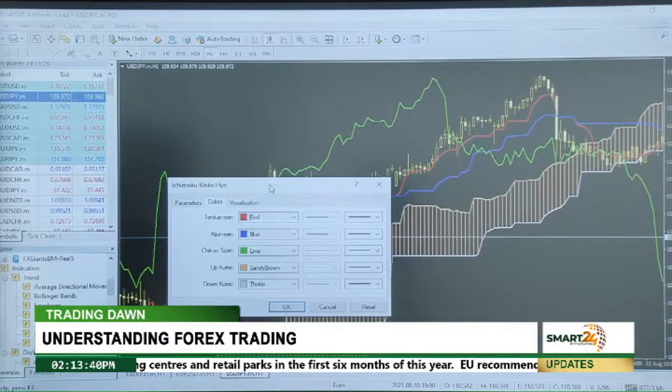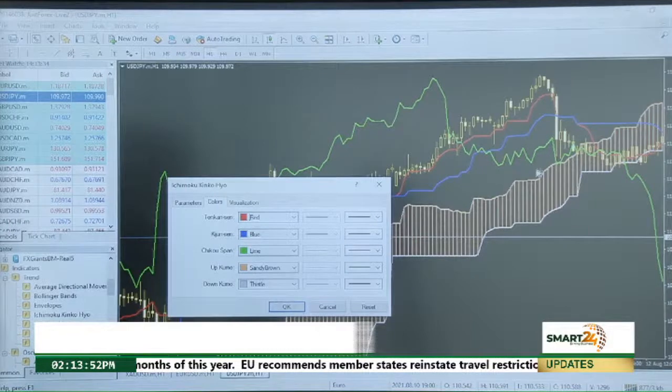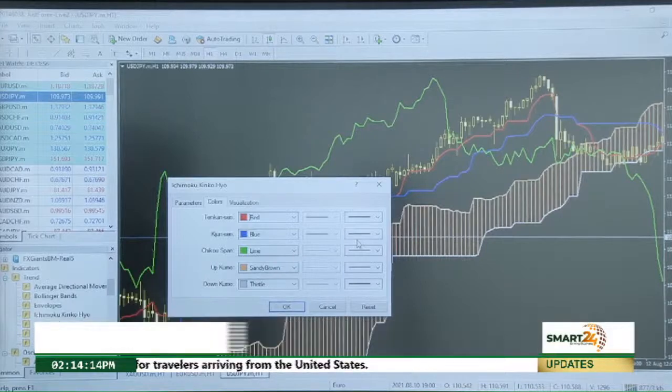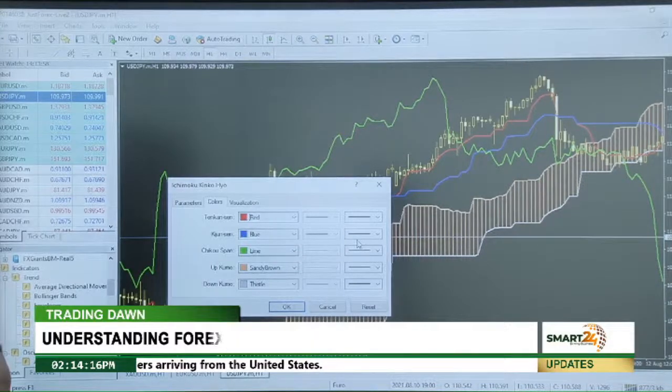Anyway, for the cloud we have the up Kumo and the down Kumo. The up Kumo, this part here, is a sandy brown color, and that's the color that comes with the indicator. Sandy brown is actually the name of a color. If you do chemistry, you've seen chemicals changing colors, and the instructor tells you this is greenish blue, this is yellowish black. So the up Kumo is sandy brown, and you can see this cloud has two ends.